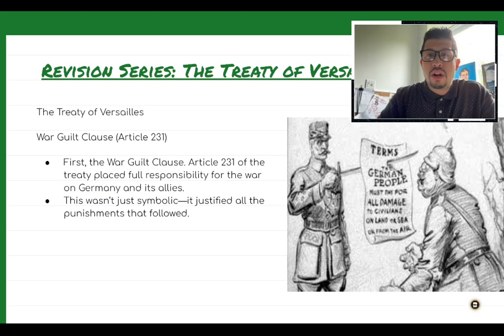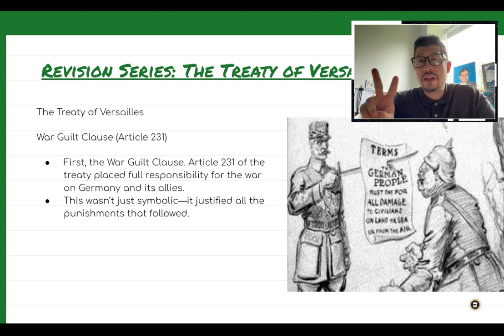The first part of the Treaty of Versailles, and the order really doesn't matter, is going to be the war guilt clause. This is going to state that Germany is to blame for the war. This is going to be a twofold kind of thing. Not only are they blamed for the start of the war, they're also kind of blamed for all of the death that the war caused. This is going to be an incredible burden on the German people who feel like they didn't start the war, but it also is going to be a justification for all of the punishments that follow.